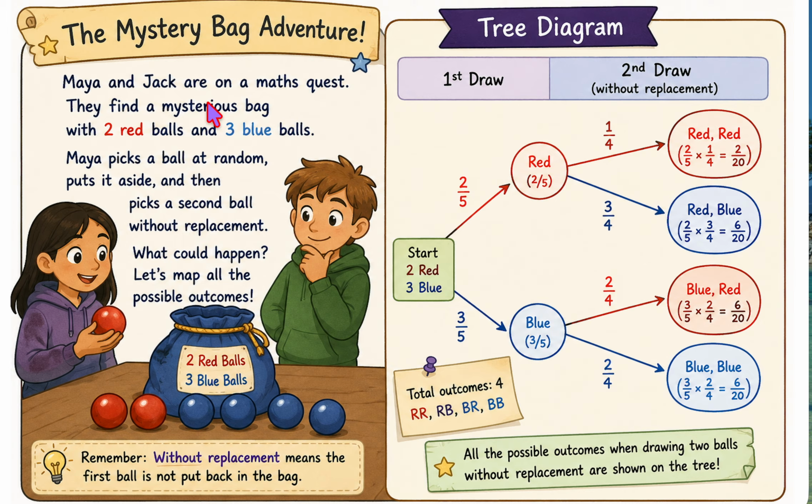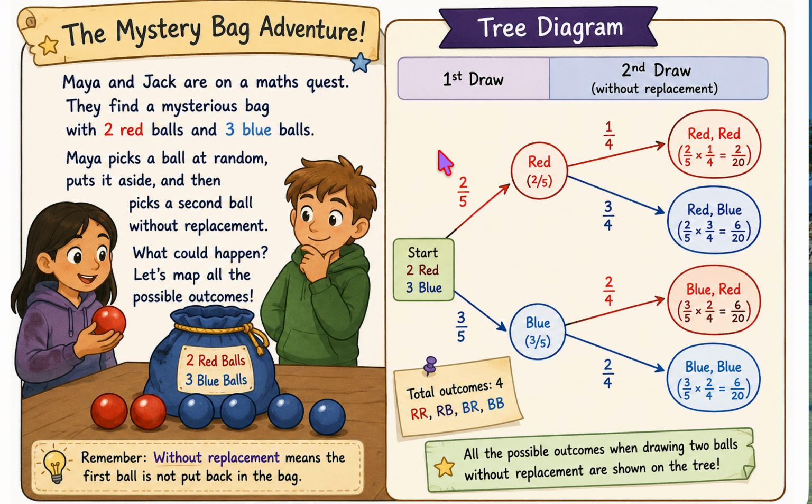So Maya and Jack are on a math quest. They find a mysterious bag with 2 red balls and 3 blue balls. Maya picks a ball at random, puts it aside, and then picks a second ball without replacement. What could happen? Let's map all the possible outcomes.